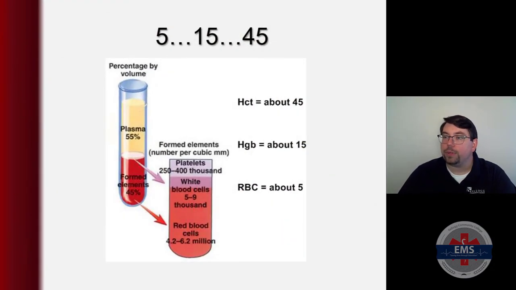So the idea behind this is we typically see hematocrit about 45, we see our hemoglobin about 15, and our red blood cells about 5. And that's kind of the idea when we think of percent by volume, that's kind of what we're looking for here.